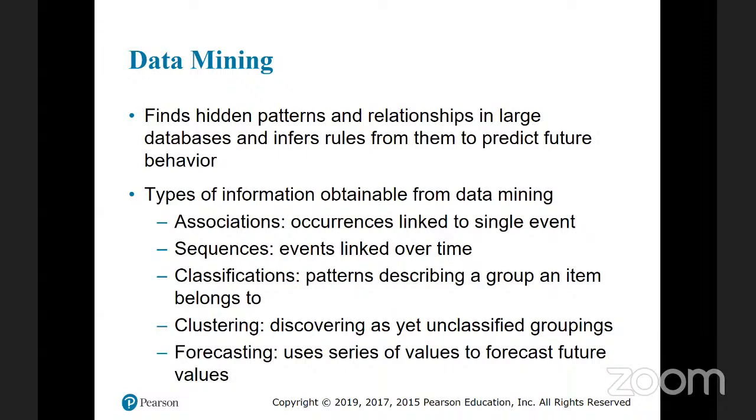Data mining is essentially just looking for patterns and relationships in databases. They're not always rules, but if there are patterns, then you can say these are the rules that are likely to still be true in the future. The kinds of information you can obtain from data mining include associations and sequences. Association is linked to a single event.